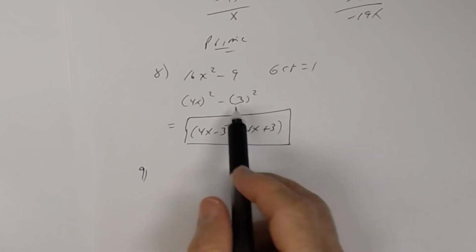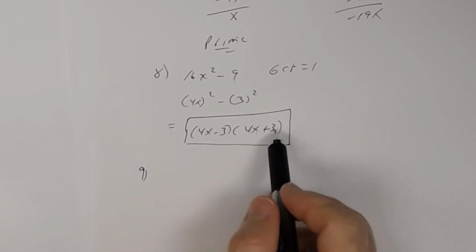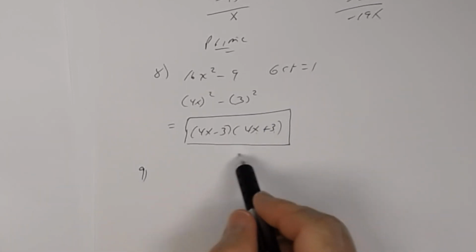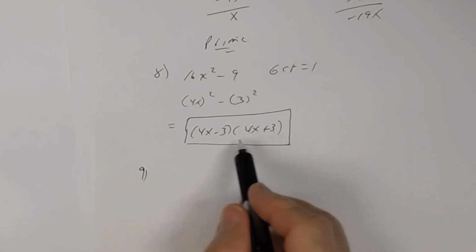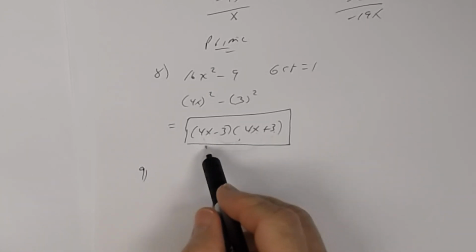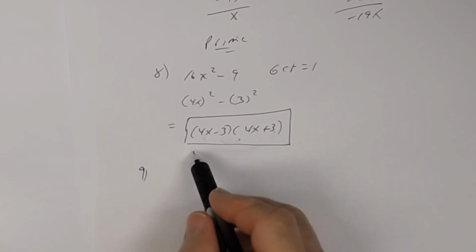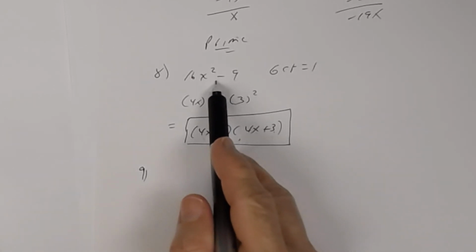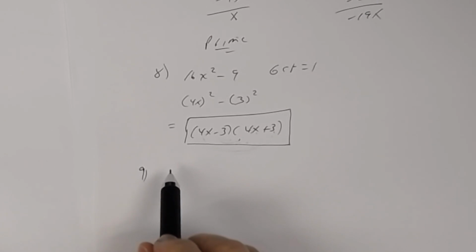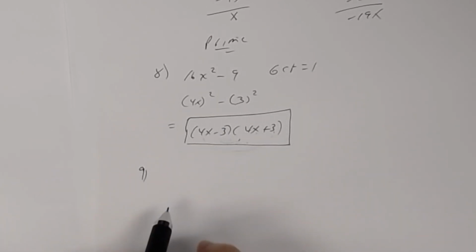4x times 4x, 16x squared. A negative 3 times a positive 3, a negative 9. The outer is a positive 12x. The inner is a negative 12x. When you add them up, you get 0. And you see, you don't see an x term. There should only be two terms.